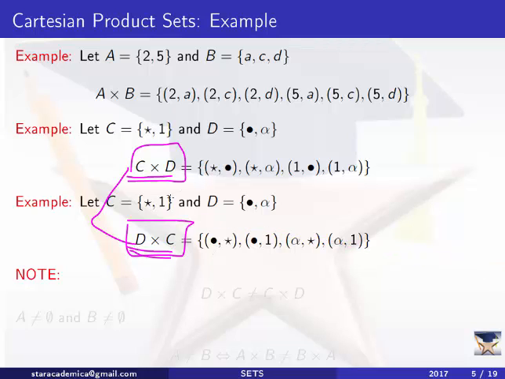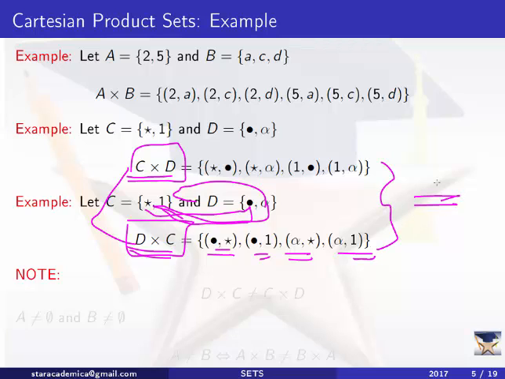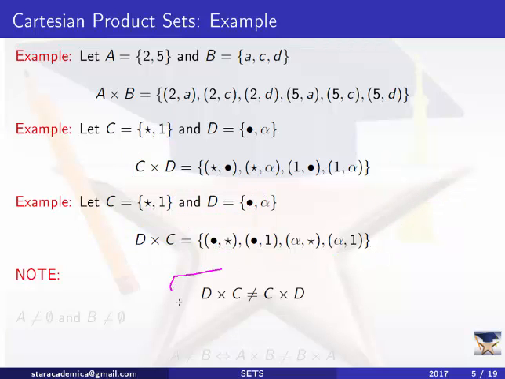So now we start from D. We match D with a star. Here we go. We match bullet with a 1. We have it. Next we match alpha with a star. Here we go. And we match alpha with a 1. As we compare these two sets, they are not equal. And in general, this is the case. So D cross C is not equal to C cross D in this particular problem, but in general, this is also true.